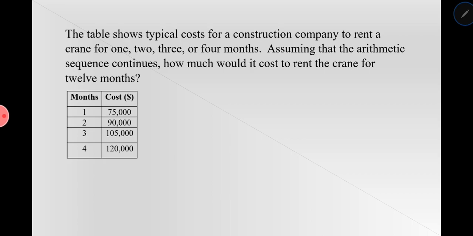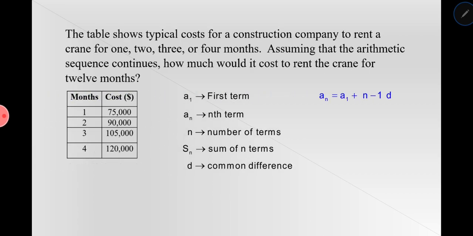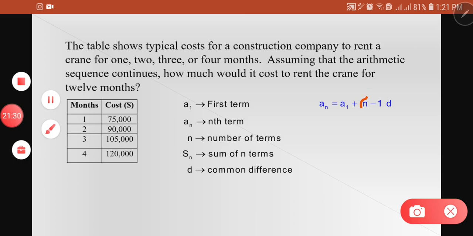Kung tutuusin, kapag 12 months, mag-a-add na lang ako. Paano kapag sasabihin sa'yo na 100 months, o diba? So, mahirap siyang gawin ng mano-mano. So, by using the formula, a sub n is equal to a sub 1 plus n minus 1 times d. Again, do not forget the parentheses in this part. So, a sub 1 first term, a sub n nth term, n is the number of terms, and the d common difference.